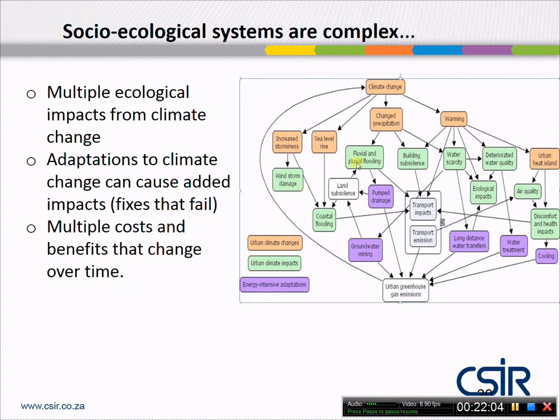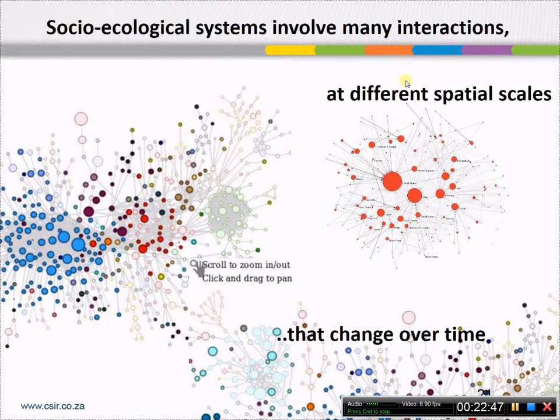However, adaptations to these challenges, or this climate change, can cause added impacts, and these can best be described as fixes that fail. So for example, adaptations or mitigation measures to some of these urban climate change impacts might be cooling, water treatment, long-distance water transfers, pump drainage, and groundwater mining. These adaptations can in turn result in an increase in greenhouse gas emissions that further exacerbates climate change. Therefore, these socio-ecological systems are extremely complex. They involve many different interactions that occur at different spatial scales, and these interactions change over time.